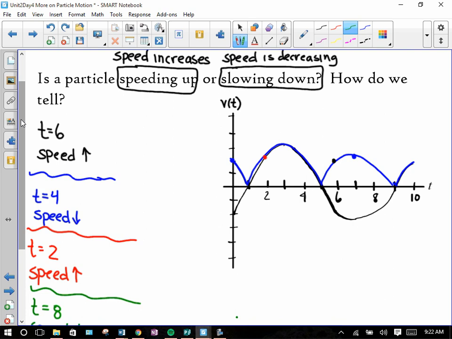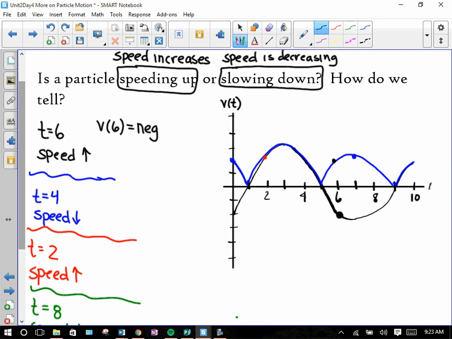So what we want to look at is what I'm about to show you now. I'll ask you a series of questions. We're talking about t equals 6. What is our velocity, v of 6? Is the velocity at t equals 6 a positive number or a negative? It is negative. Right here, the velocity at t equals 6 is negative.